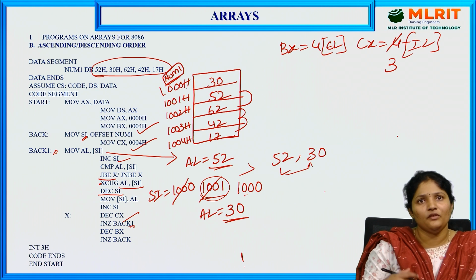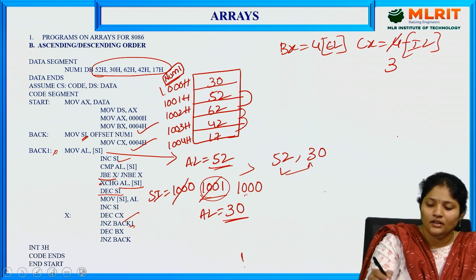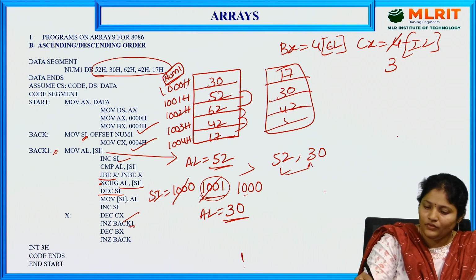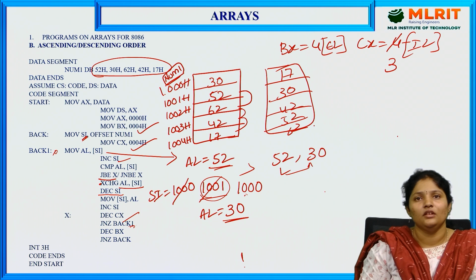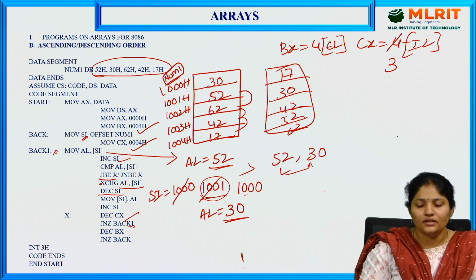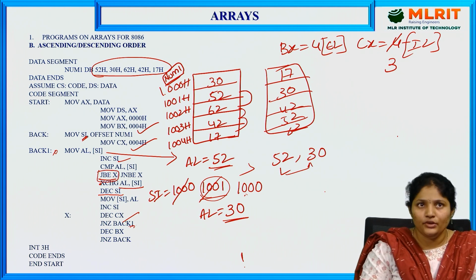So it will perform the bubble sort and the output will be in the format of 17, 30, 42, 52 and 62. For ascending and descending order, we will be using the same logic, but the difference is that if we want the ascending order, we will use jump if below or equal.